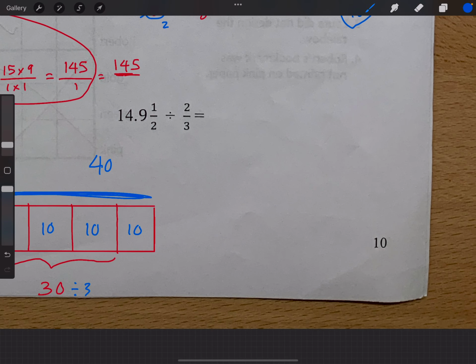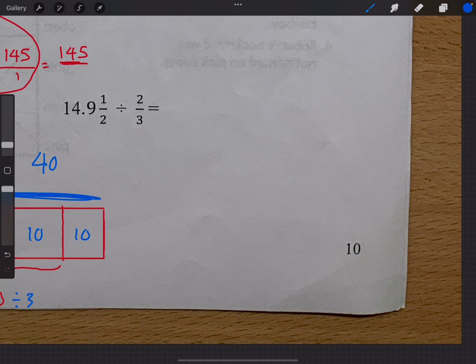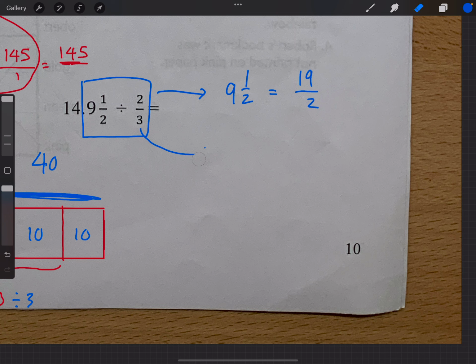Okay, last question. We're doing a division, so here's the question. What I'm going to do is change 9 and a half into an improper fraction. So that'll be 9 times 2, which is 18. 18 plus 1 is 19 over 2. Change this one into an improper fraction. Actually, no, this is already a fraction that we can use. So really the question becomes 19 over 2 divided by 2 over 3.